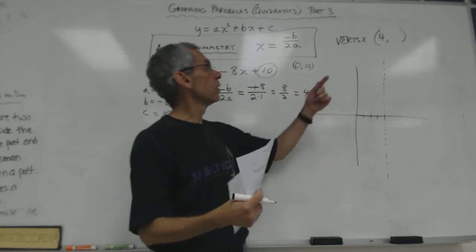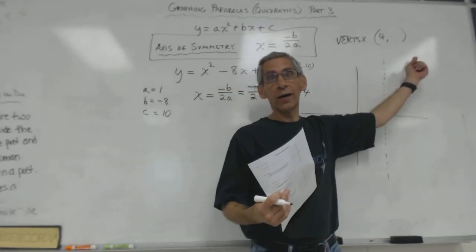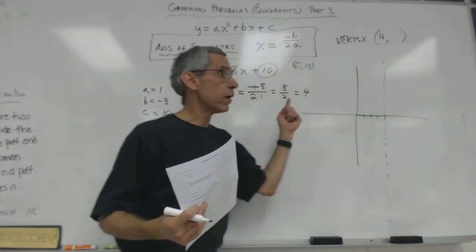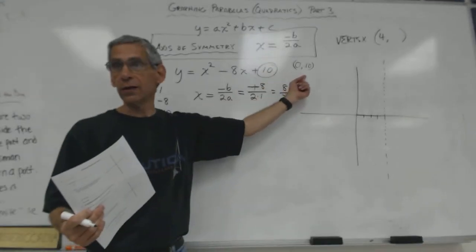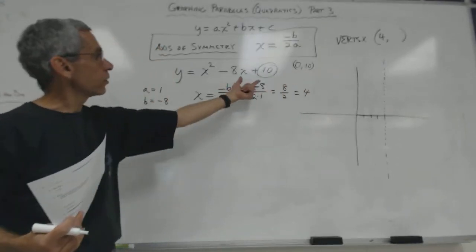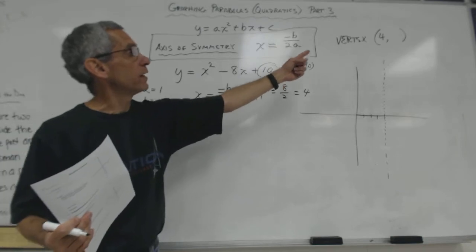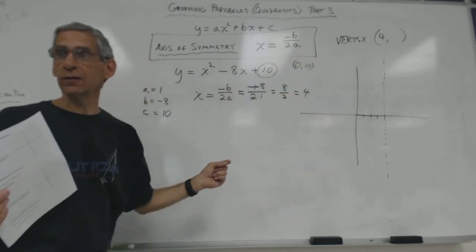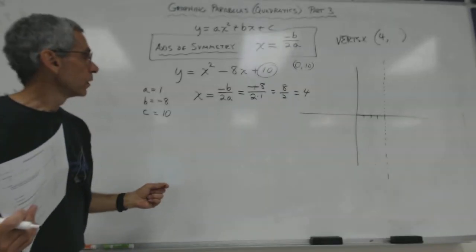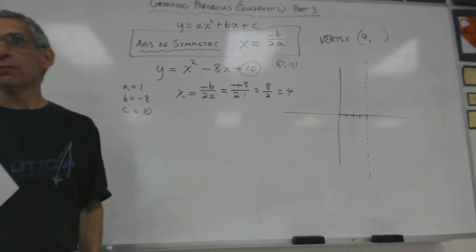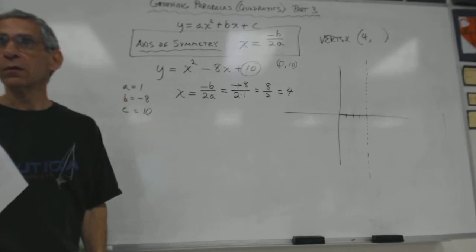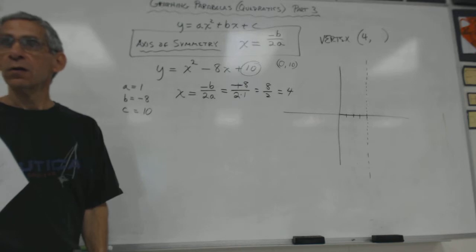I'm asking for what is y when x is 4, not when x is 0, right? You see the difference? So you're not looking at that number for finding the y of the vertex. You go to the B.